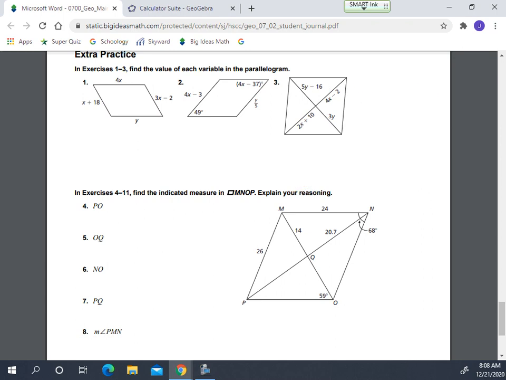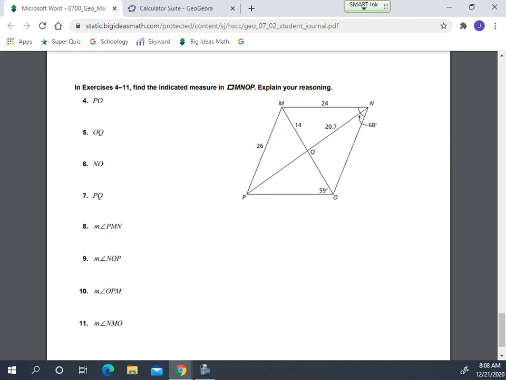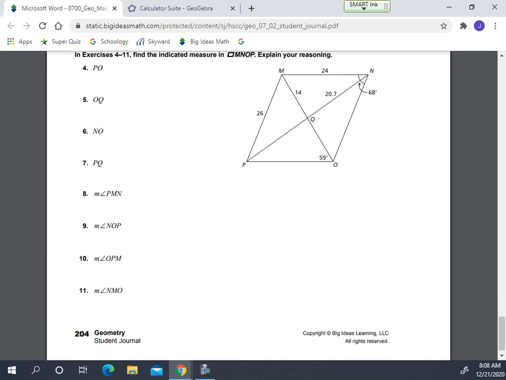Moving on to some more practice. We're going to go quickly here. Find the measures. Okay, this is a parallelogram. This shape here tells me that it's a parallelogram. Then it says explain your reasoning. Well, find PO. Number 4, PO. Where's PO? It's this length here. Well, we know that that length is equal to MN, and that's 24. So we're going to say 24. We're going to say opposite sides theorem.